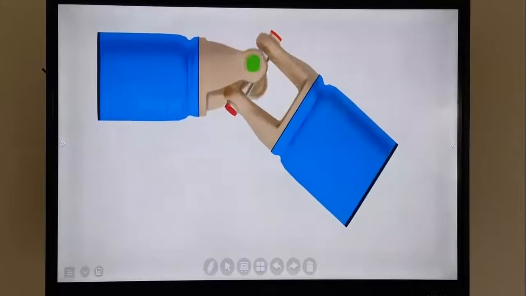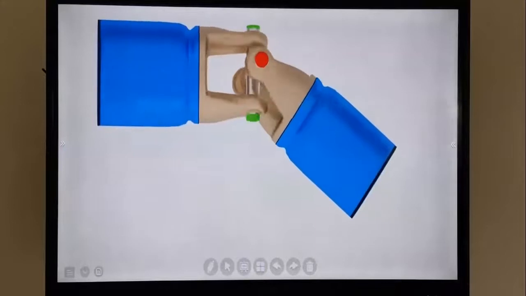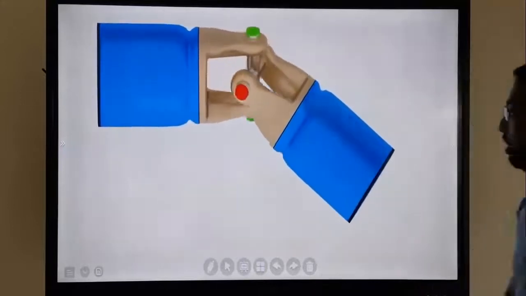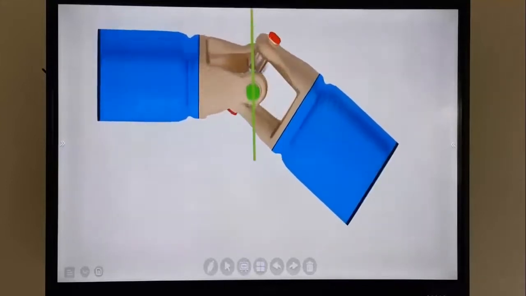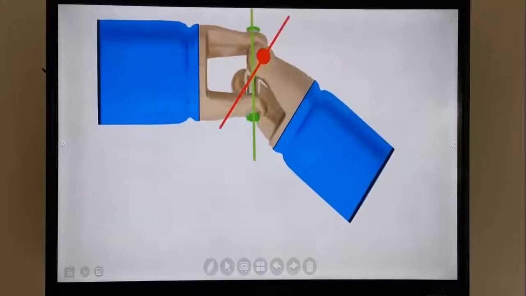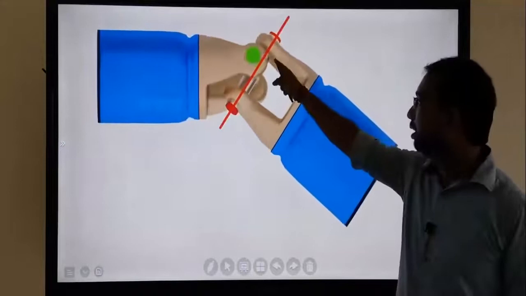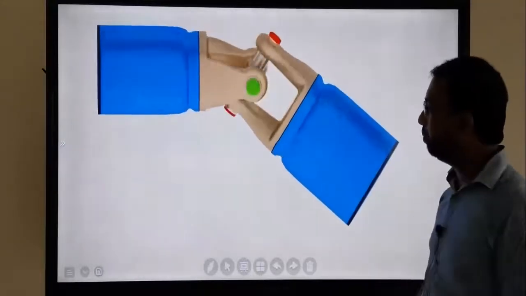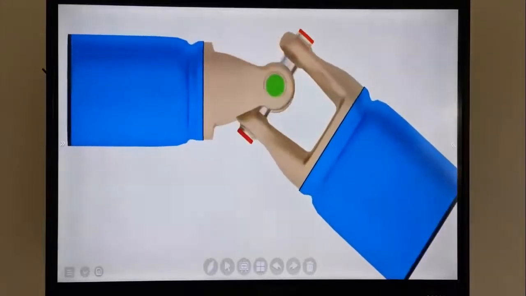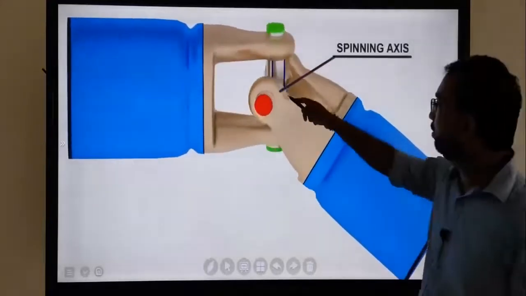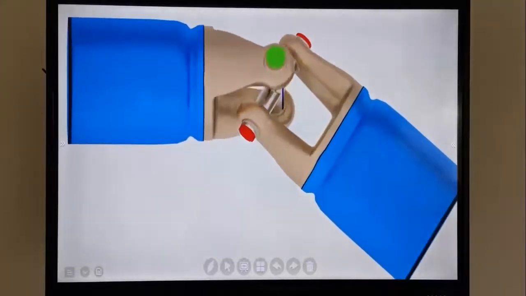Now you can see the axis is different, okay? There are both axes, but there is a differentiation you can see here. The angle is going to change. That means the input shaft rotates through the same angle, but the plane is not changed, but the gap between the input pin and output pin is going to change. How? Now you can see the difference, okay? The spinning axis is not changed.